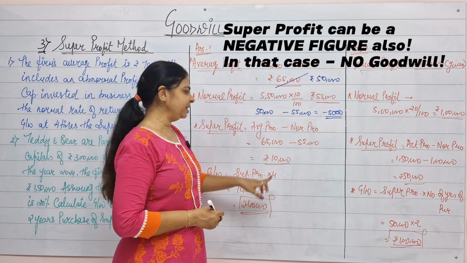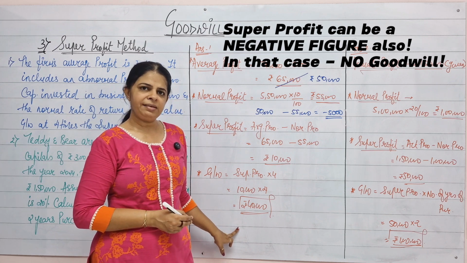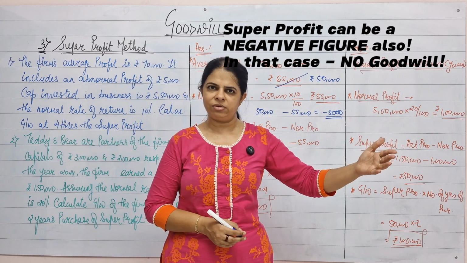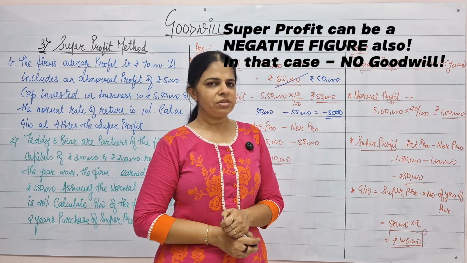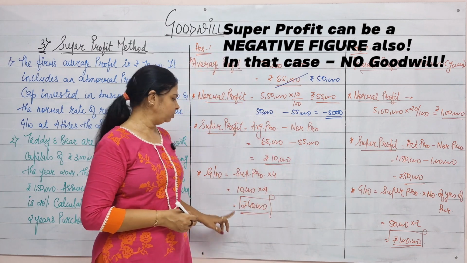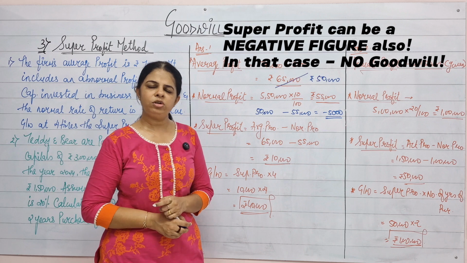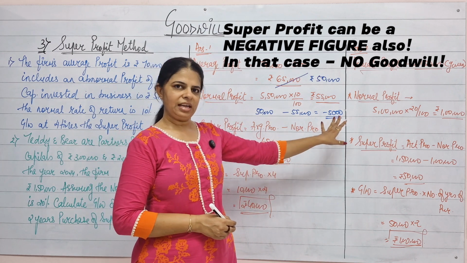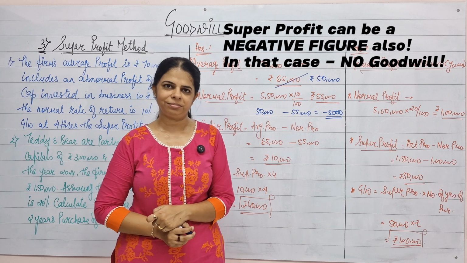In that case, the value of goodwill won't be created, because anyway you are running 5,000 behind the market, so there will be no goodwill. So simply you will write a note, under the goodwill head, that goodwill won't be there as the super profit is negative, and you will end your sum there.